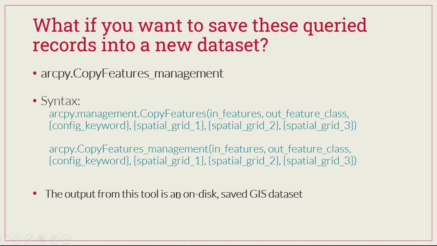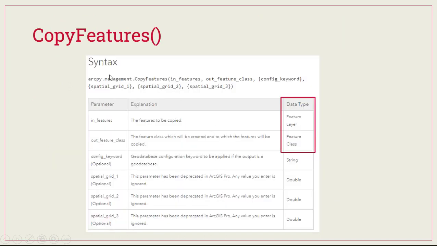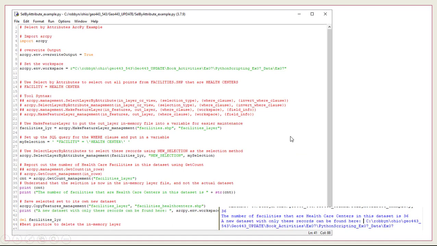Notice that the output from this tool is an on-disk saved GIS dataset. It is not a layer, it is an actual GIS dataset. And how do you know that? You go to the help documentation. So here is a copy of the help documentation that shows you the syntax again, shows you the breakdown and the explanation of each of the parameters, and we can see clearly here that the in features required parameter is a feature layer, and the out feature class is a feature class that will be created, into which the features will be copied. So that's what's telling us that we're going to store a data set on disk.